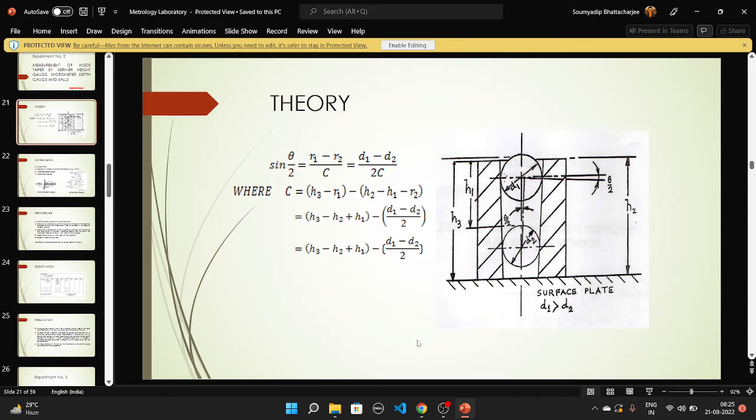So H1 to H3. H2 you have to find out using the vernier caliper. H1 you have to find out using the depth micrometer. H3, over the upper bore, you have to use the vernier height gauge. So not vernier caliper for H3. H2 and H3 using vernier height gauge, and H1 using the depth micrometer.